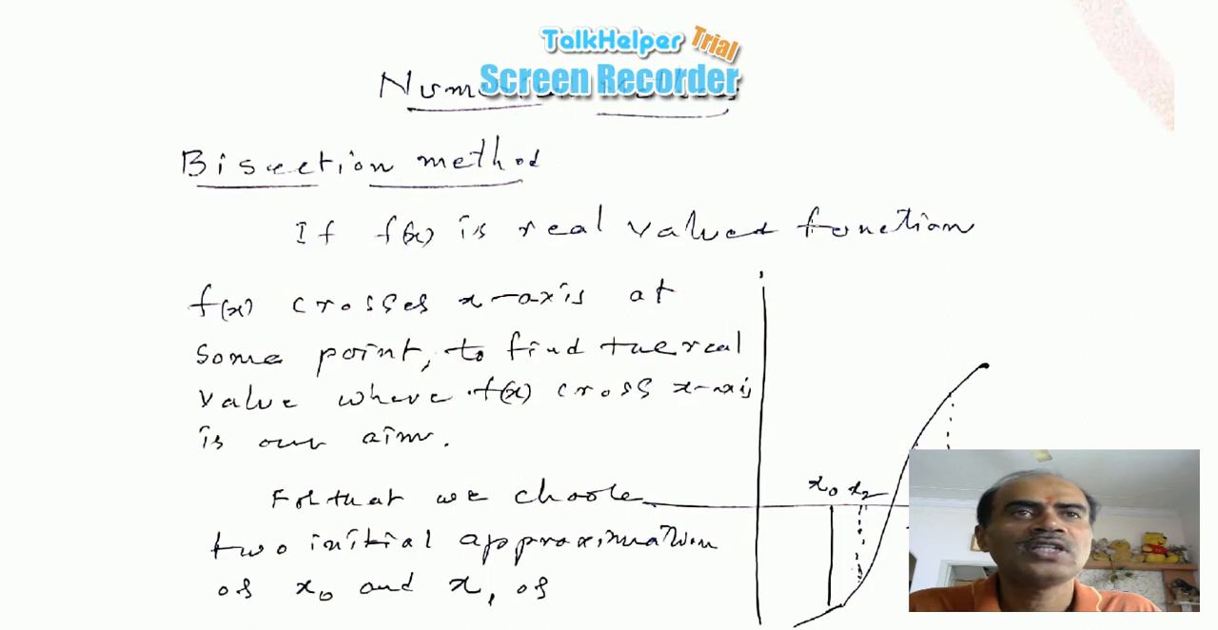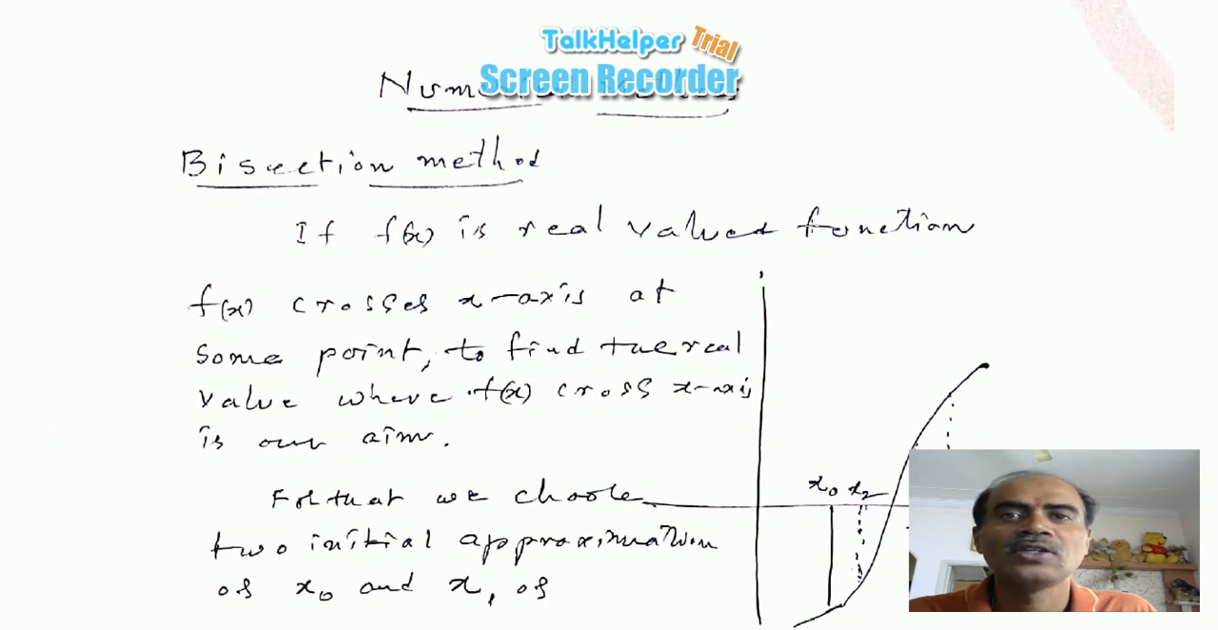If f of x is a real valued function, and f of x crosses the x-axis at some point, to find the value of x where it crosses the x-axis, we initially choose two values. We call them x0 and x1. The values are chosen so that they are closer to the curve where it crosses the x-axis, on either side, either the positive side or the negative side.